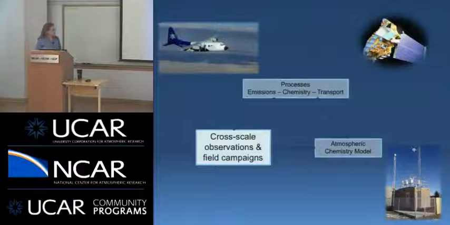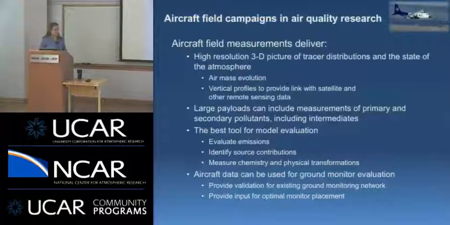So let me move on to observations. We have aircraft and satellite and ground-based and Earth monitoring stations. First, I want to say a little bit about why we do aircraft campaigns and what they can really help us with. Using an aircraft, we can get a 3D picture of many trace constituents over a large region, study their air mass evolution, how an air mass evolves chemically and dilutes through the atmosphere. It also provides vertical profiles so that we can validate with satellite and get a full understanding of the composition throughout the troposphere.